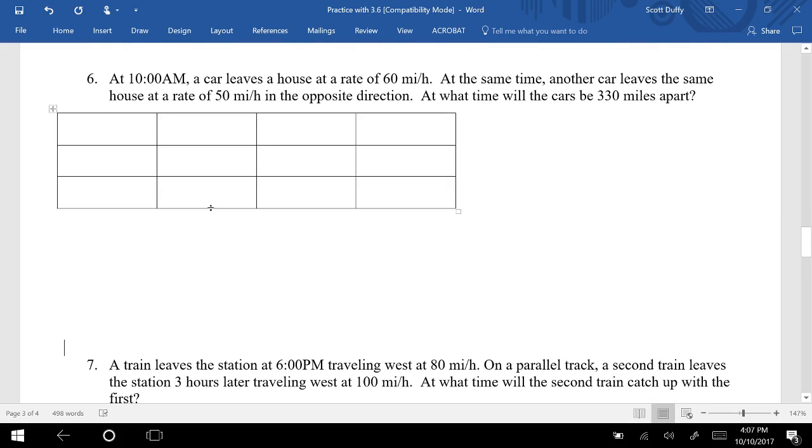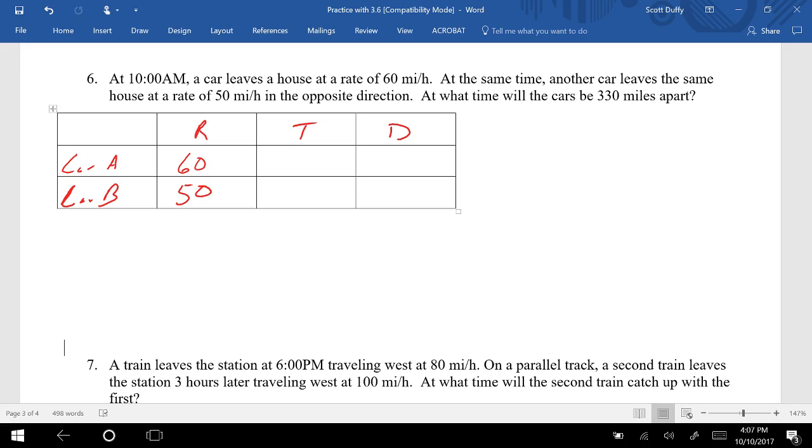A car leaves the house at a rate of 60 miles per hour. At the same time, another car leaves the same house in the opposite direction at 50 miles per hour. So we're going to call the first one car A. The second one is car B. And rate, time, distance. Car A is going 60. Car B is going 50. At what time will the cars be 330 miles apart?